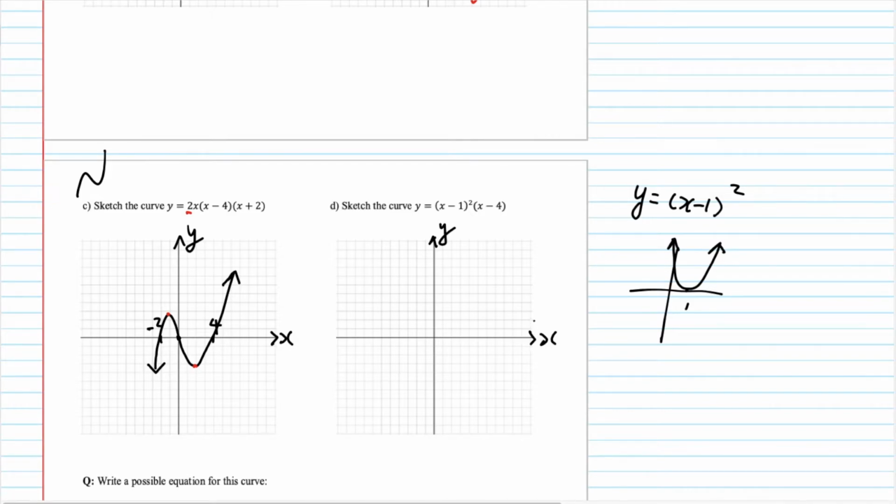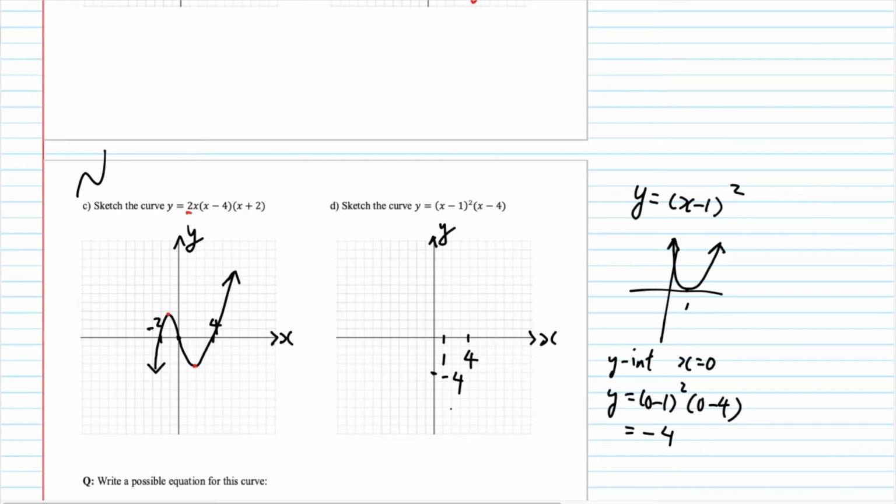So what we can do is this. We know that the x-intercepts are going to be x equals 1 and 4, right? So 1, 2, 3, 4. And to find the y-intercept, we let x equal 0. So when x equals 0, y is equal to 0 minus 1 squared times 0 minus 4. And what does this give you? This gives you 1 times minus 4. So minus 4, right? So 1, 2, 3, 4, minus 4.